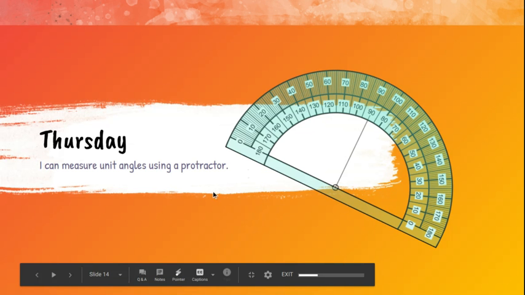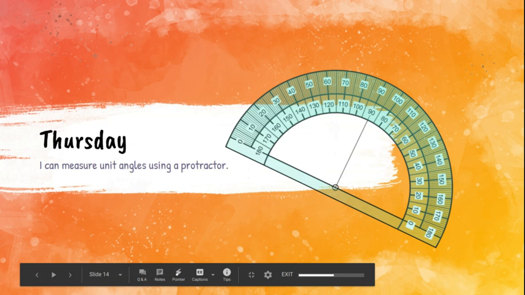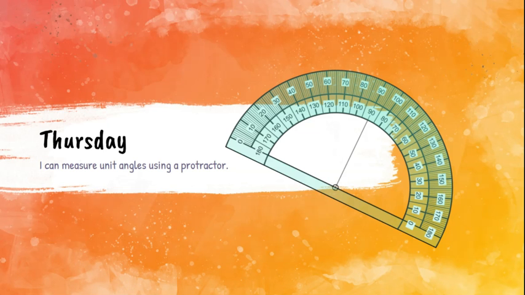Hey guys, it is Thursday, and today we are going to continue to talk about angles. All week we've been learning about angles and what they are, and the different types of angles that we have. We have right angles that measure 90 degrees, that look like an L shape, and they have two rays.